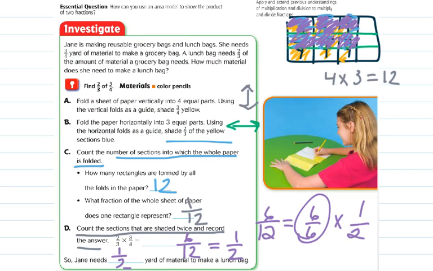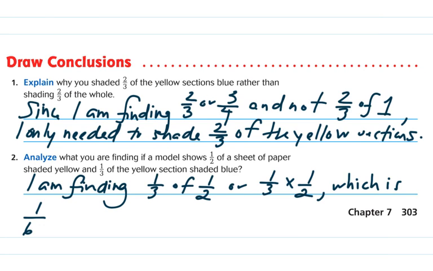And remember, boys and girls, in these particular examples, our answer was shaded vertically and horizontally the same color, and that's where I colored in the purple just so we can see the overlap. It'll be much easier to see on your actual sheets when you're doing it at home. Now we're on draw conclusions. First it says, explain why you shaded 2/3 of the yellow sections blue rather than shading 2/3 of the whole.